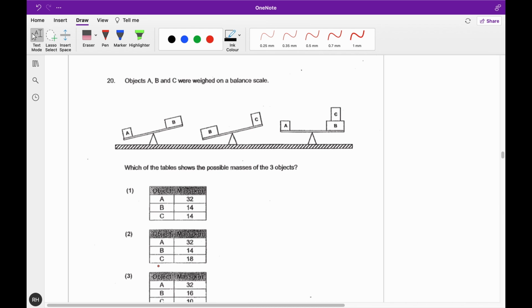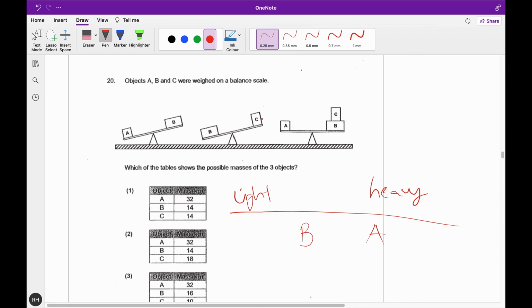Question 20. Object A, B, and C were weighed on a balance scale. Which of the following shows the possible mass of the 3 objects? Okay, so we have A and B. When it comes to weighing balance, one method we can do is just put them on a line. So let's say this is light, and here is heavy. Okay, so A is heavier than B. So we can put A here and then B somewhere here. B is heavier than C, so C is over here. So in comparison, A is heavier, followed by B, and then followed by C.